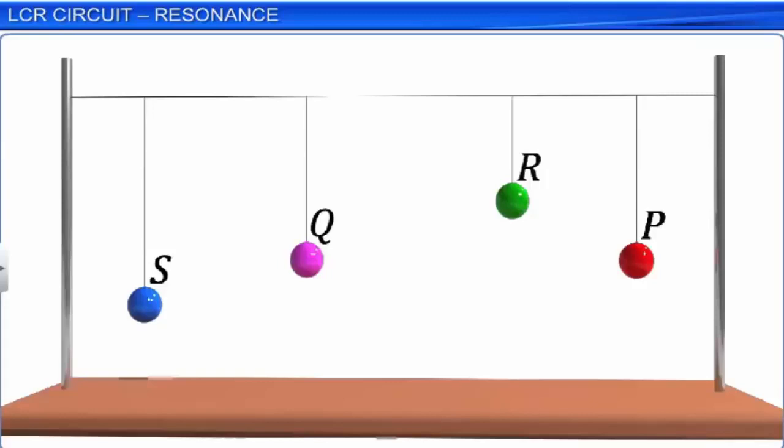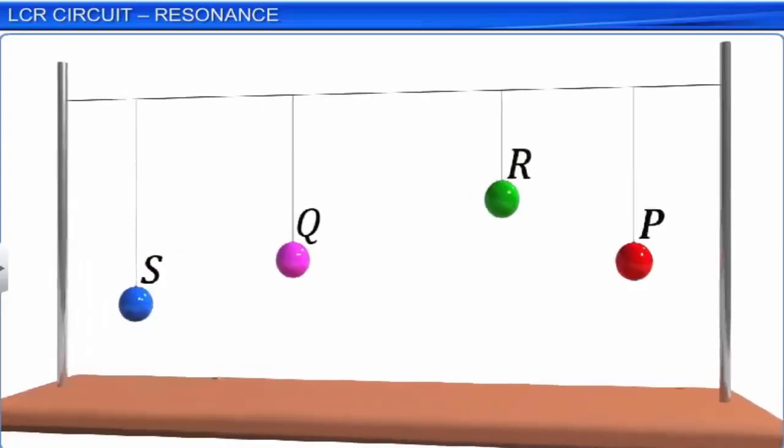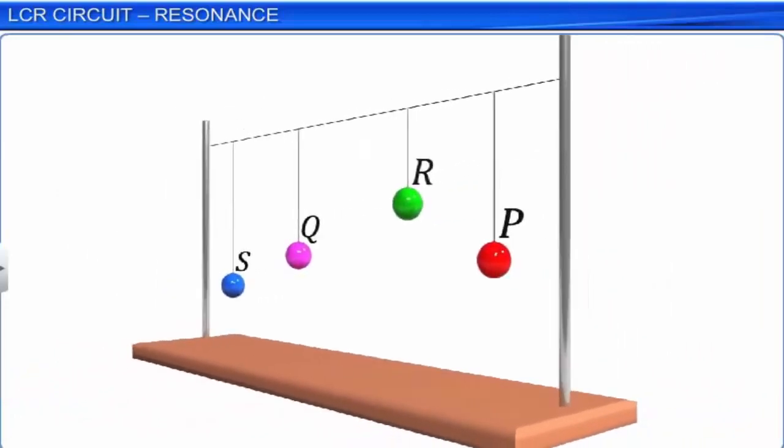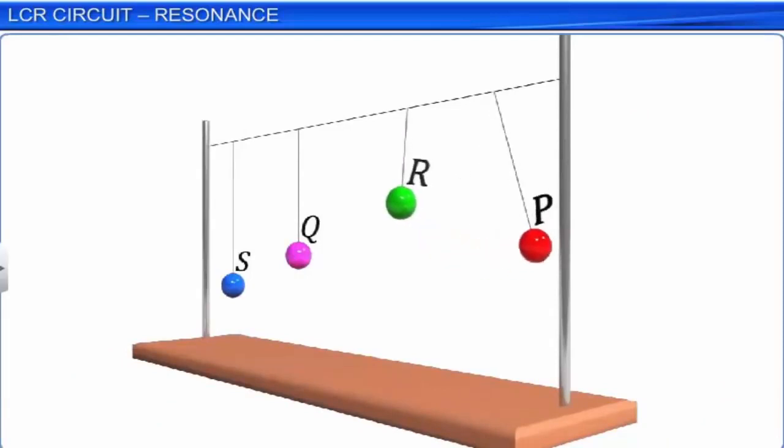Consider 4 pendulums P, Q, R, and S suspended from a rigid support as shown. The lengths of the pendulums P and Q are equal. The lengths of the other 2 pendulums R and S are different from that of P and Q. Initially, all the pendulums are at rest and hence do not oscillate. When the pendulum P is made to oscillate, after a certain period of time, all the other 3 pendulums oscillate as well.